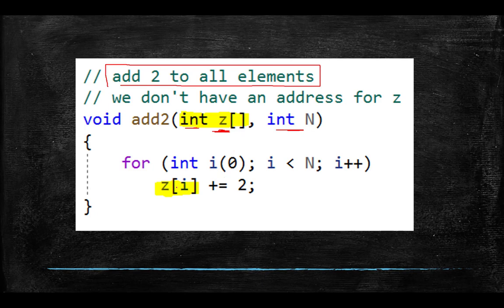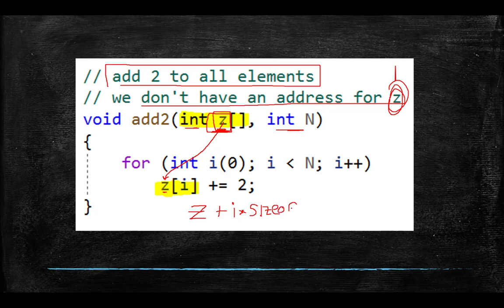I get to the loop here, and I have a z, but where the heck does z live? We don't have an address for z. It says, when you give me an address, this is like a blank space. When you give me the address, I'm going to plop it in here. And what do I know about it? When I get the address of z, I will simply say plus I times size of int. The compiler knows all this already.